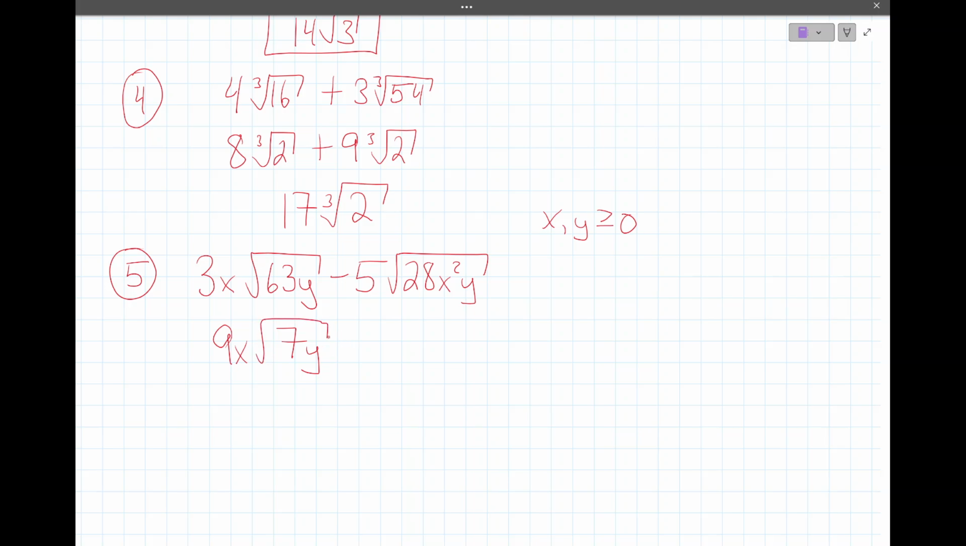y doesn't have a buddy to escape with. 28 is 4 and 7, so 4 comes out as 2. That's minus 10. x comes out, so that comes out as an x, and then root 7y is left over. Well, the radicals are exactly the same: root 7y, and there's an x in front. So the only thing that I'm subtracting is 9 and 10. 9 minus 10 is negative 1. So all I need to write here is negative x root 7y.